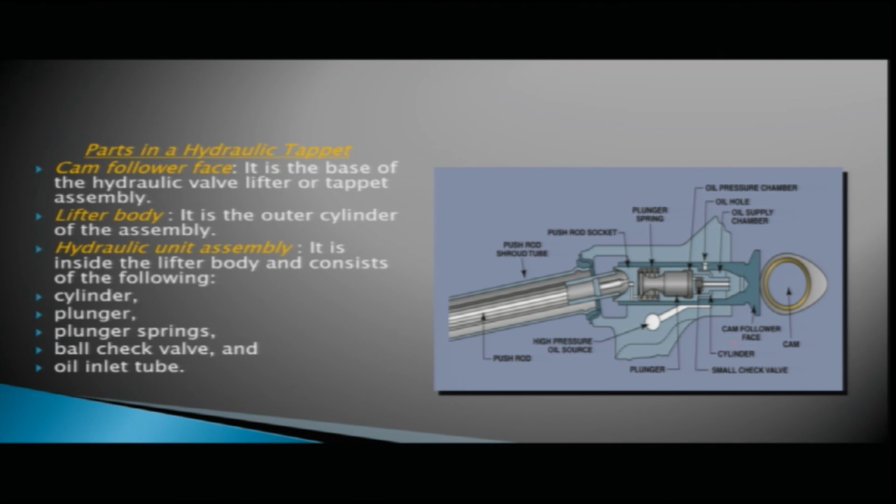Number one is the cylinder. Inside the lifter body, you can see this is your cylinder. Then there is a plunger here. This is your plunger. Plunger springs. These are your plunger springs here. The ball check valve. This is your ball check valve here. And the oil inlet tube. This is an oil inlet tube. So this is a small unit, a hydraulic valve lifter, where you can see the cylinder, the plunger springs, the ball check valve and the oil inlet hole.